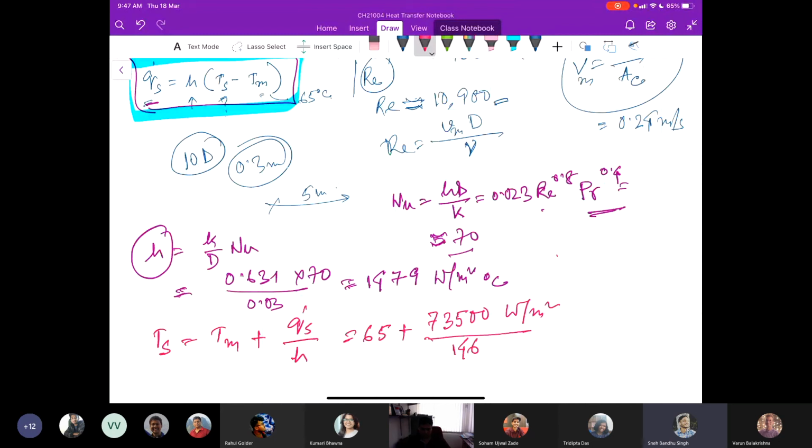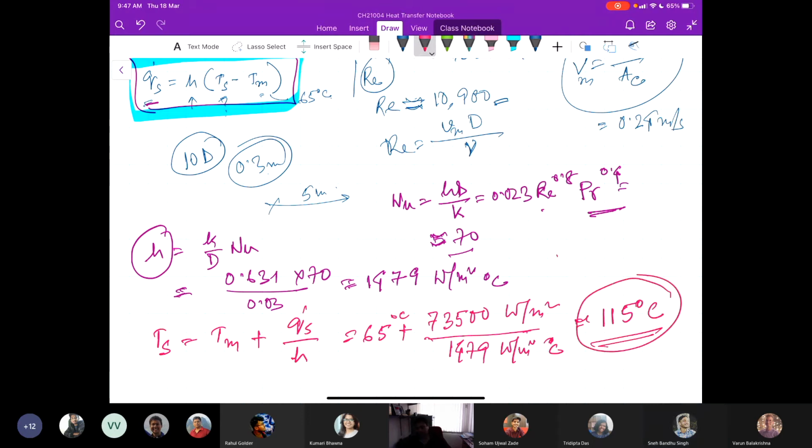By 1479 watt per meter square degree Kelvin. So this is also degree centigrade. So this comes out to be how much? 114.68 degrees Celsius, 115 degree centigrade. This range.